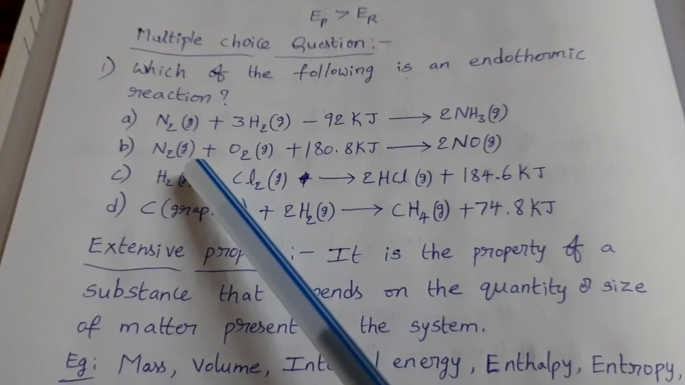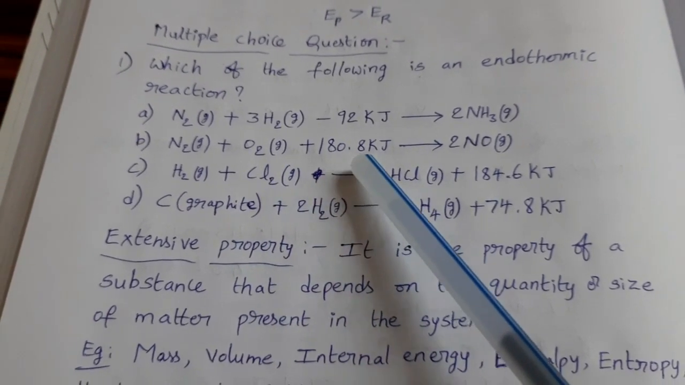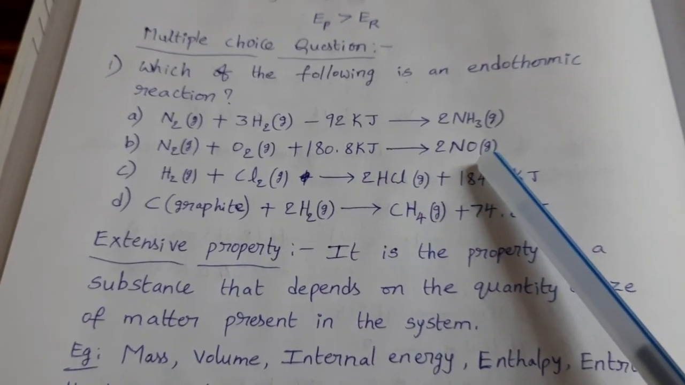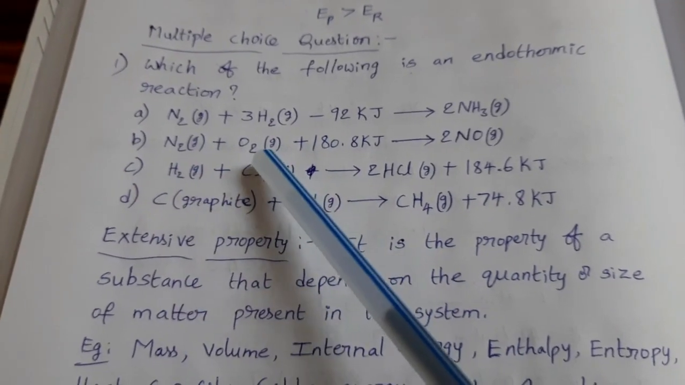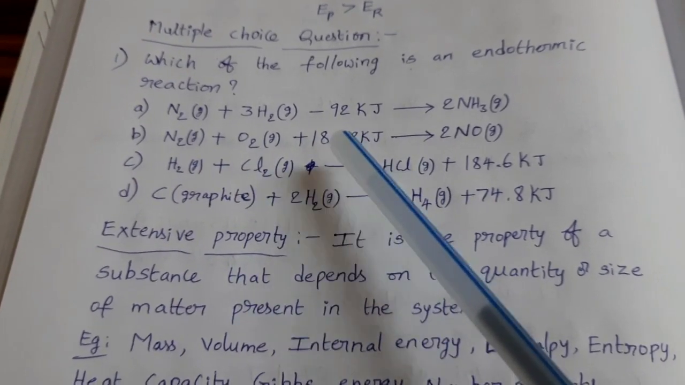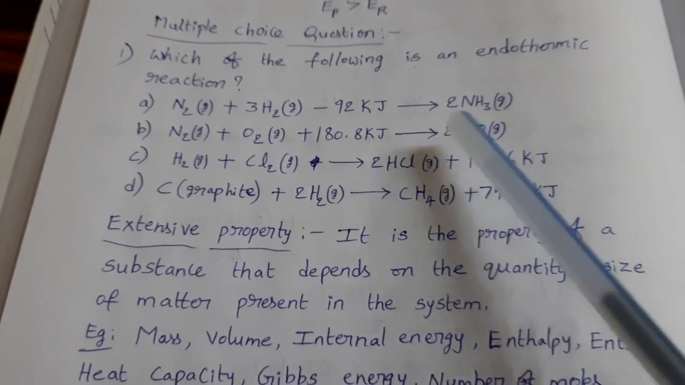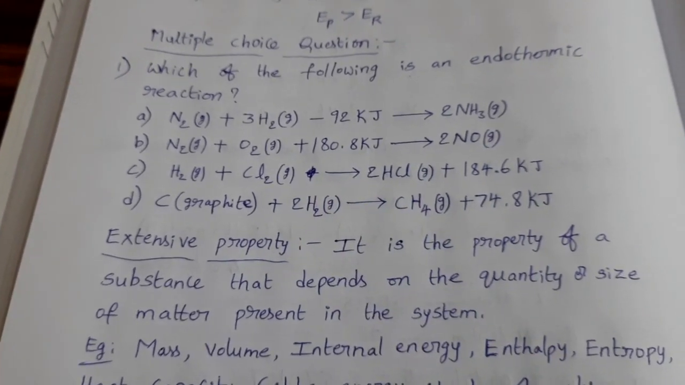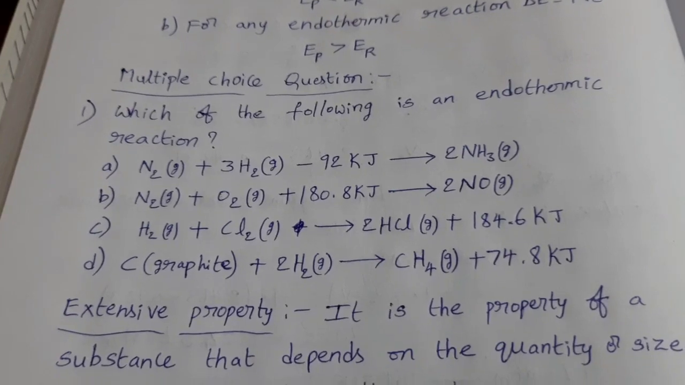Now come to option B, N2 plus O2 plus 180.8 kilojoules produces this nitric oxide product. Here nitrogen gas combines with oxygen gas by absorbing this much amount of heat energy and produces this product. So here energy absorption takes place, means this is endothermic reaction. Option B is the endothermic reaction.